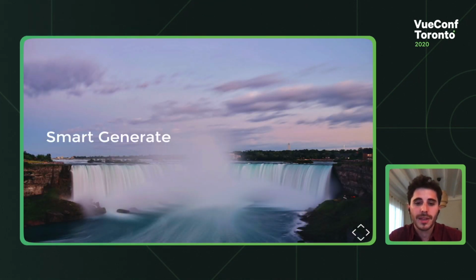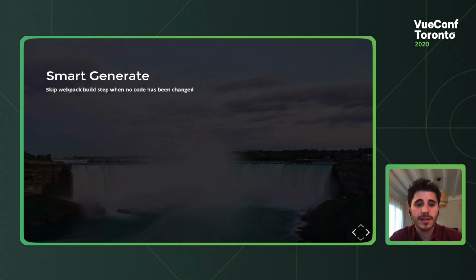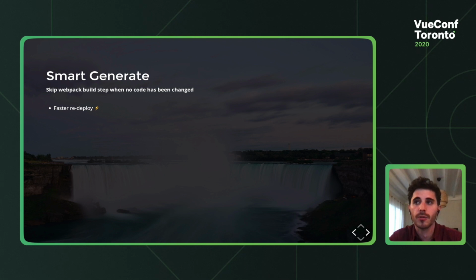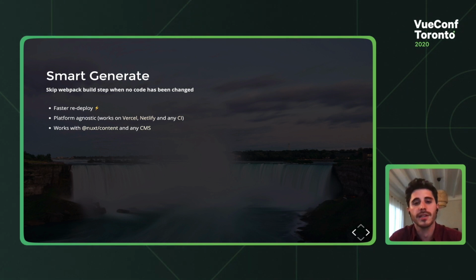But on top of that, we implemented a smart generate. The smart generate will simply skip the Webpack build when no code has been changed. This means faster redeployment of your static website. It is platform agnostic, so it already works on Vercel, Netlify, and any other CI. And it works with Nuxt content directly, and any CMS you use, since it's mocking async data, so you can do any API call in your async data.